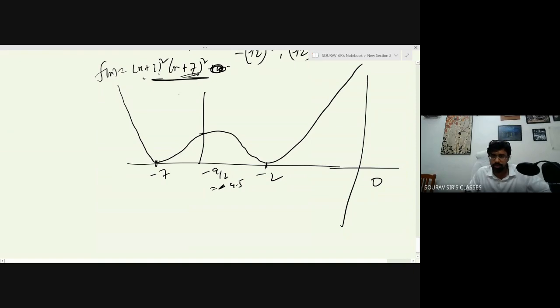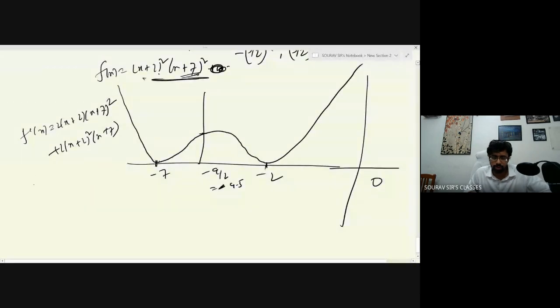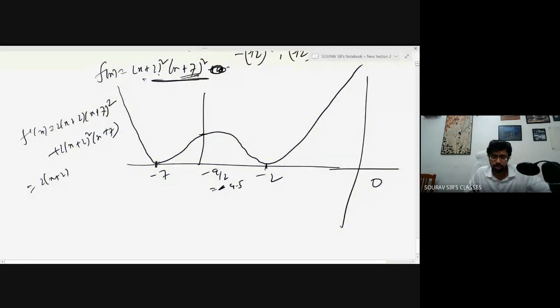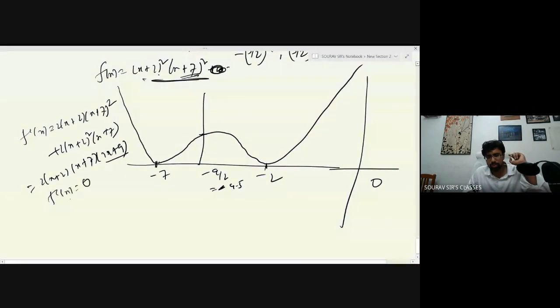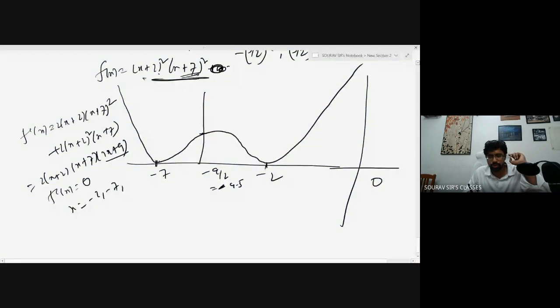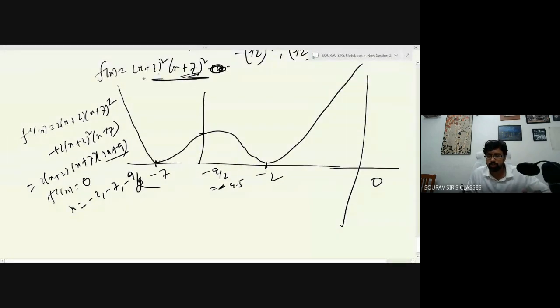This we get after a basic derivative. So if we do the f dash x, so 2 into (x plus 2), (x plus 7) squared plus 2 into (x plus 2) squared, (x plus 7). So similarly, 2 into (x plus 2), (x plus 7), and (2x plus 9). So if you equate f dash x with 0, it gives you 3 points, -2, -7, -9/2.